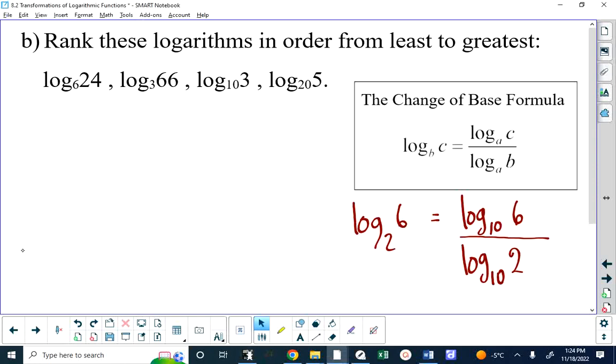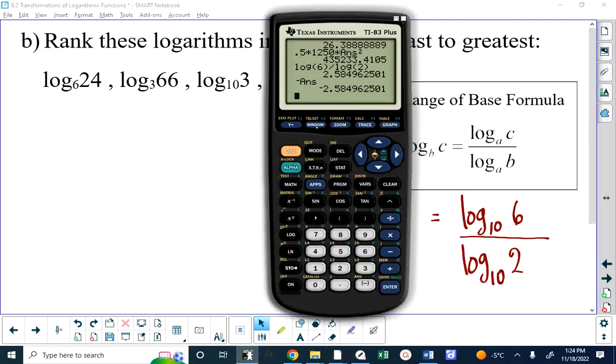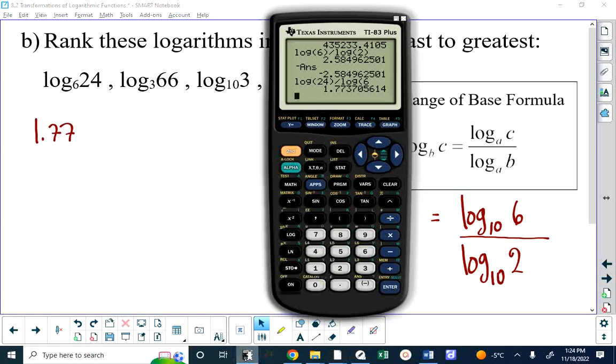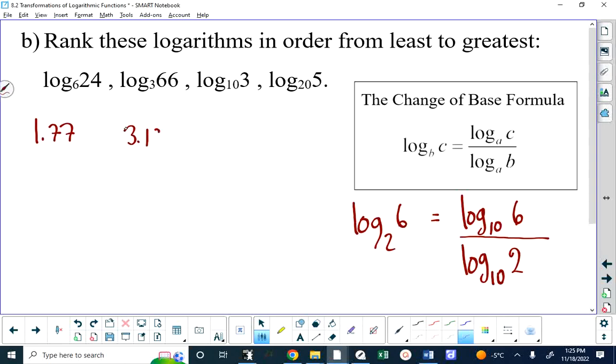So how would we evaluate log base 6 of 24? You'd go log of 24 over log of 6. It's about 1.77. Log base 3 of 66 would be log of 66 over log of 3. About 3.81. I hope you understand that I'm not writing down the exact values because I can't. It turns out they're irrational numbers. It's like trigonometry that way.